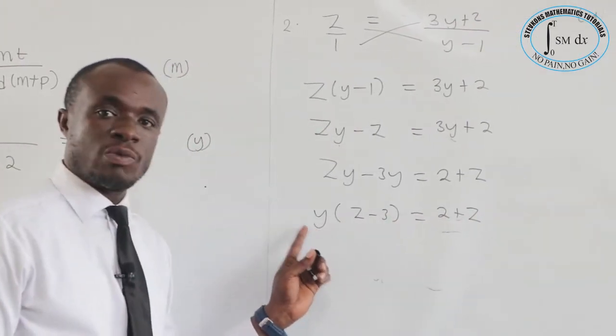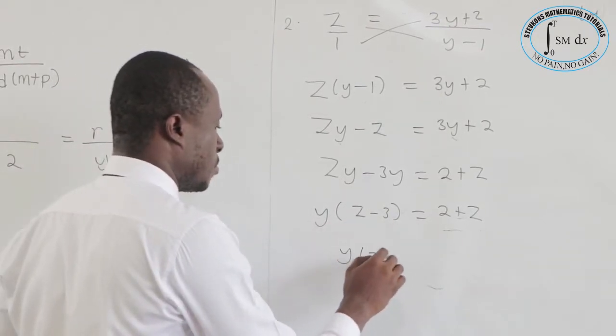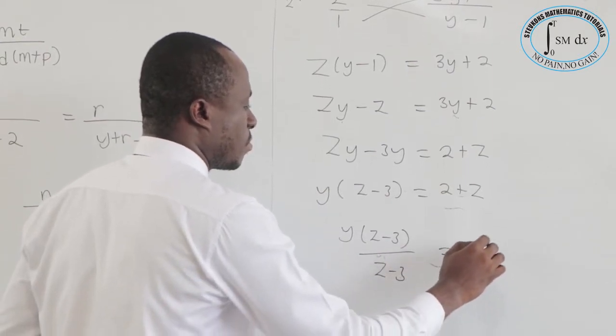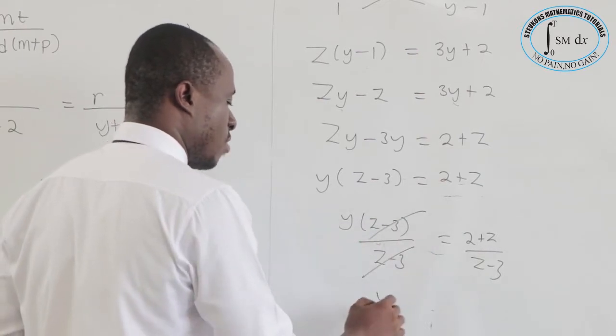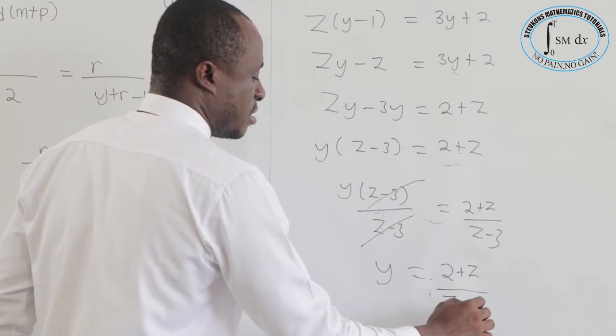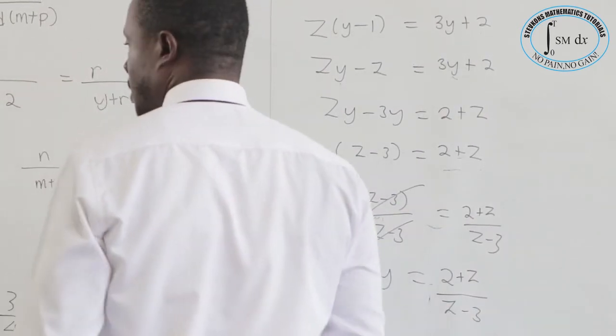We want to make y the subject. What is multiplying the y? z minus 3. Now this is cancelling out, so you have y to be (2 + z)/(z − 3), which is very trivial.